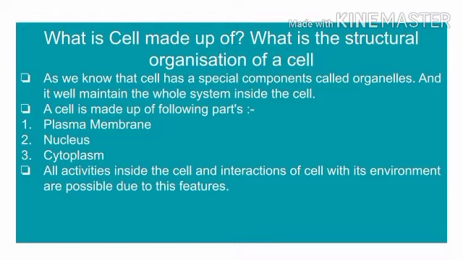Somewhere it is also given as four types, that is, the next one is the cell wall. But the cell wall is only present in plants, so we will not write it here, because these are the three basic structures found in all cells. All activities inside the cell and interactions of the cell with its environment are possible due to these features. Please learn it and ask questions.